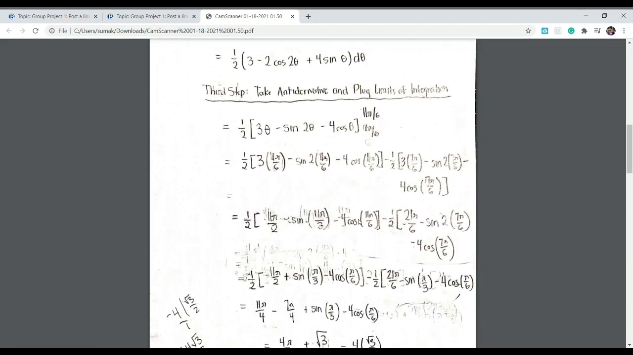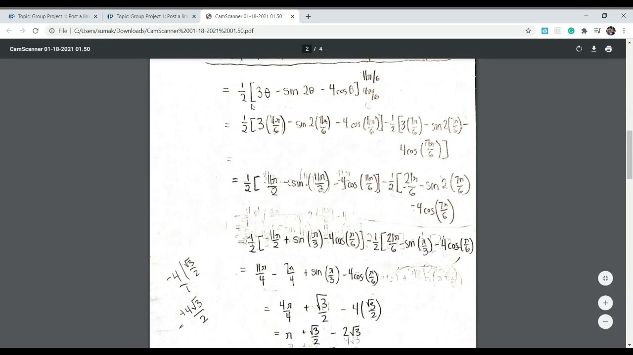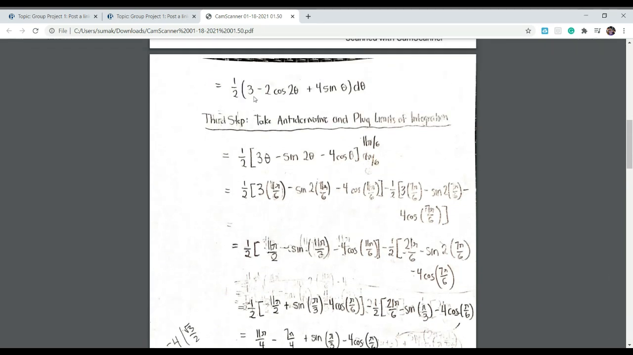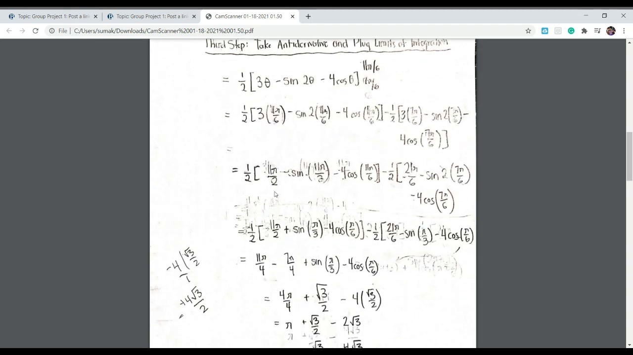The third step is to take the antiderivative and plug in the limits of integration. The antiderivative of this equation is 1/2 times 3 theta minus sine 2 theta minus 4 cosine theta. We're going to plug these in. So we have 1/2 times 3 times 11 pi over 6 minus sine 2 times 11 pi over 6 minus 4 cosine 11 pi over 6, minus 1/2 times 3 times 7 pi over 6 minus sine 2 times 7 pi over 6 minus 4 cosine 7 pi over 6.